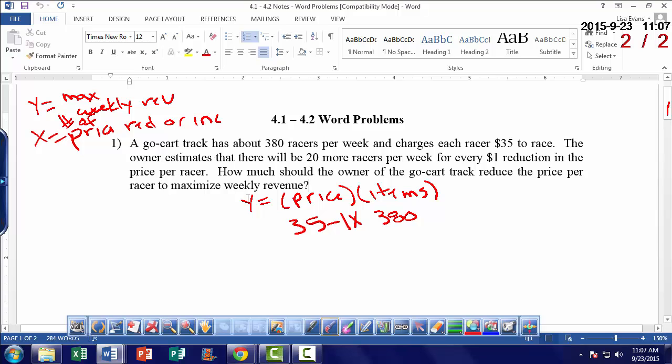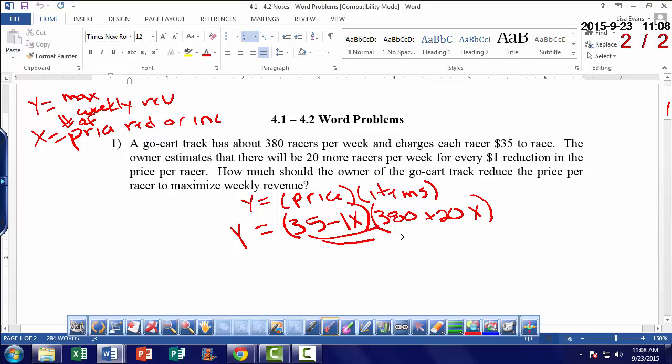We don't know how many price reductions we are taking. Are we taking 5? Are we taking 1? We don't know how many we're taking. But we think for every $1 decrease, we're going to increase by 20 racers per $1, okay, per price reduction. When we multiply these two together, this is going to give us our quadratic function. So let's go ahead and do that.